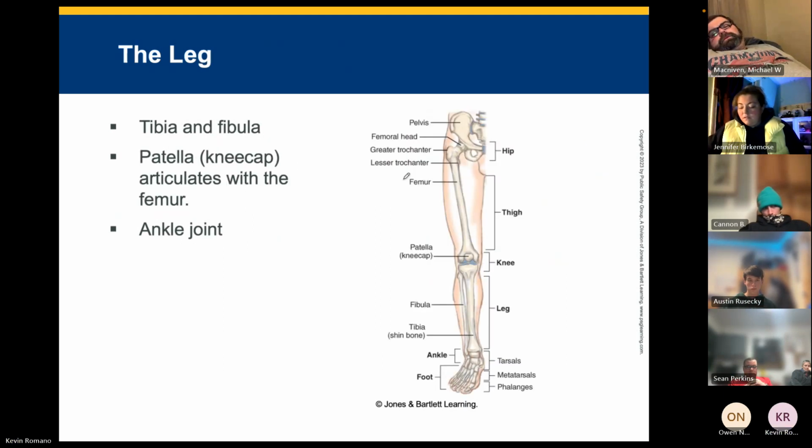All right. The tibia and fibula, patella, kneecap articulates with the femur, ankle joint. So let's go down through all this here. Okay. We'll talk about IO insertion here in a second. We're going to cover that again later on in the program, but I'll talk about it here with the pictures. All right. We have the pelvis, femoral head. We talked about all this stuff up here, the femur and the thigh and the hip.